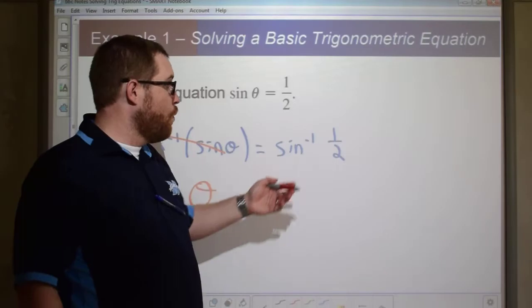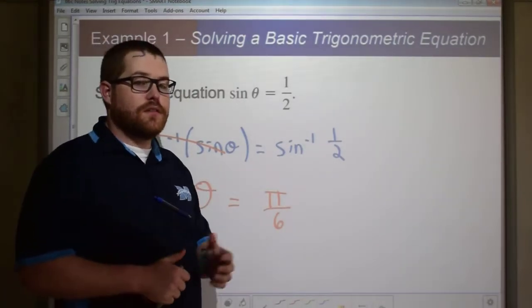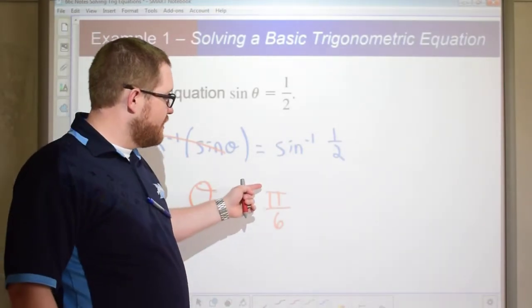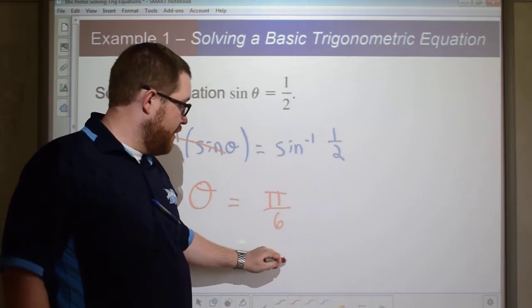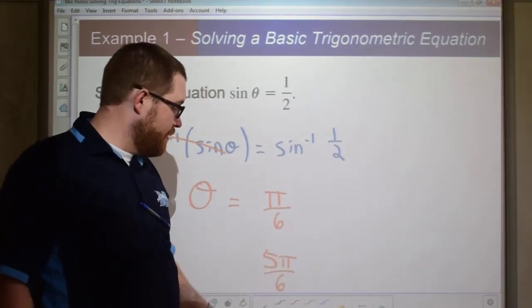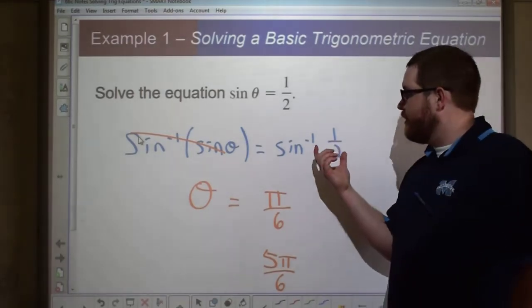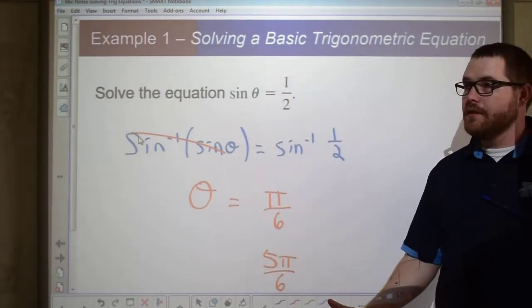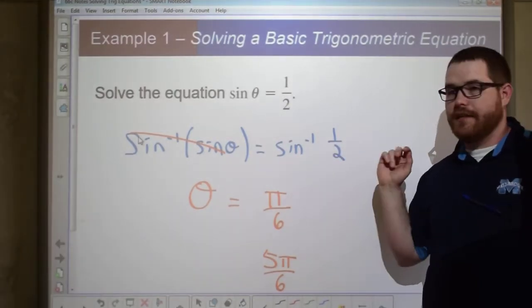Where else is sine positive besides the first quadrant? Sine is also positive in the second quadrant. Well, what is the same thing as pi over 6, but in the second quadrant? 5 pi over 6. Now, people have trouble with this, so I want to stop for a second and talk about this. Why does this problem have 2 answers, but in our last set of notes, we only said that this one had this answer?